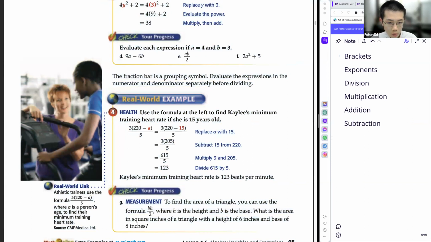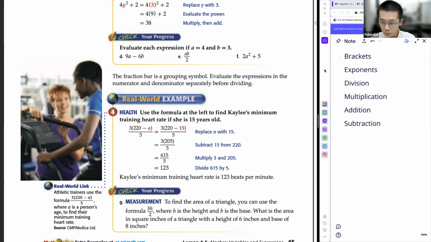It says the fraction bar is a grouping symbol, and whenever you see a giant fraction bar, you want to evaluate the expression on the top and evaluate the expression on the bottom, or the numerator and the denominator. You want to evaluate them separately, and finally, the last step would be dividing them.